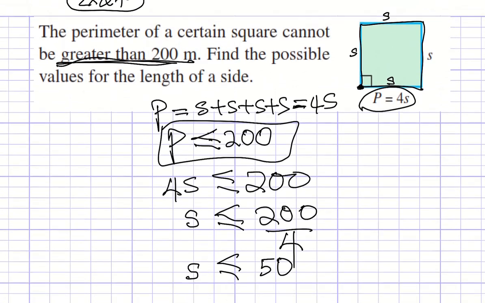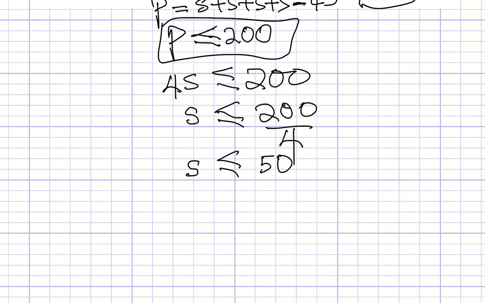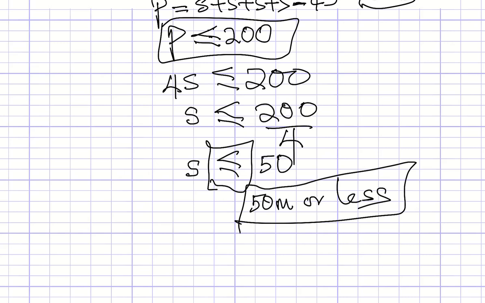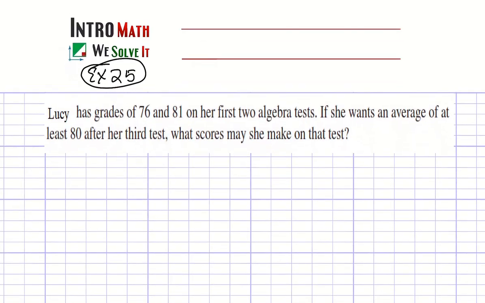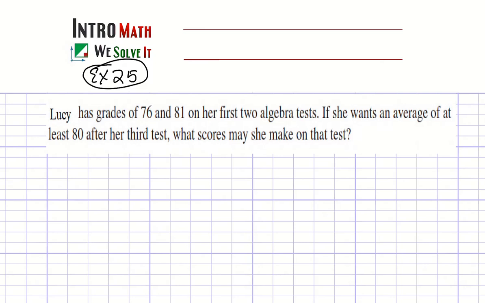So the length of the side has to be 50 meters or less. See, that's what it says here, 50 meters. The side has to be 50 meters or less. I hope you're picking up something from there, because that's what that says. It can be 50 meters, but it can be less. That's all he's saying, man. So let me see if I have another. Yeah, I got tons. So let's deal with this one, and then we'll go to the rest, okay?